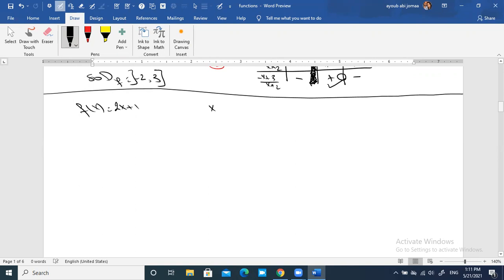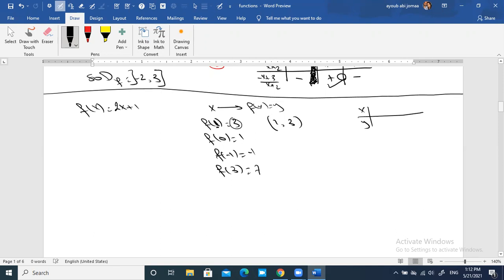We said for each value x I have a value f of x. For example, f of 1 is equal to 3, f of 0 is equal to 1, f of negative 1 is equal to negative 1, f of 3 is equal to 7. So each value x has a value f of x. So now you have an ordered pair: x is 1, f of x is 3, we consider the point of coordinates (1, 3). This is the table you used to make before, x and y, with x equal to negative 1, 0, 1, and 3, where you would put negative 1, 1, 3, and 7.